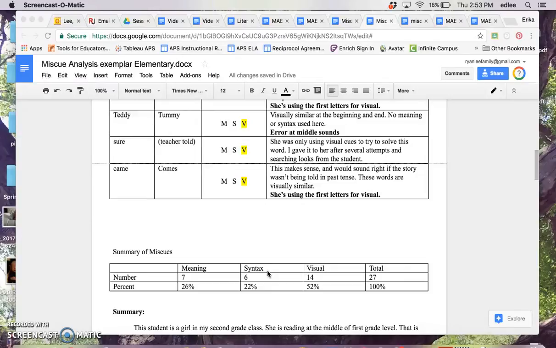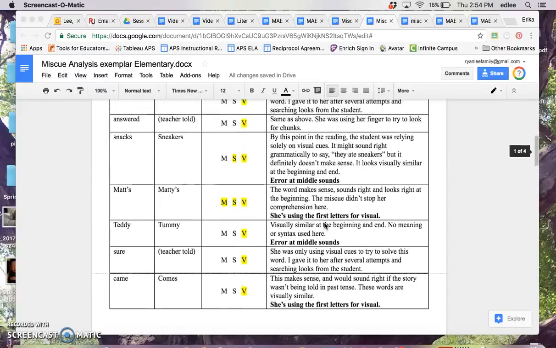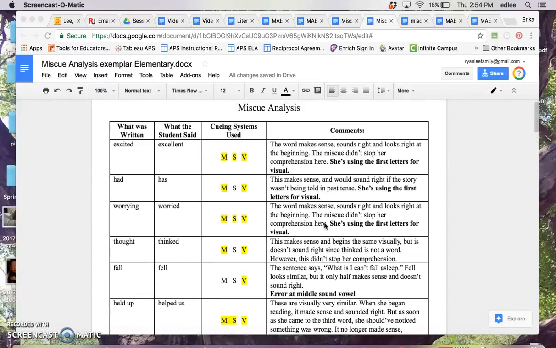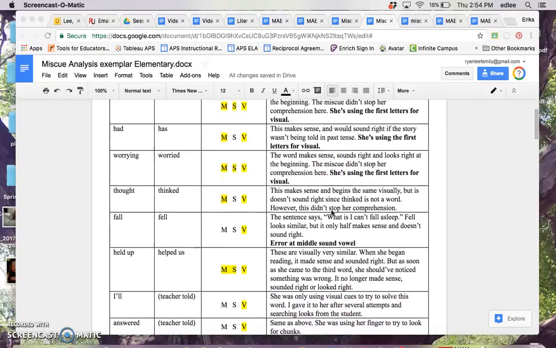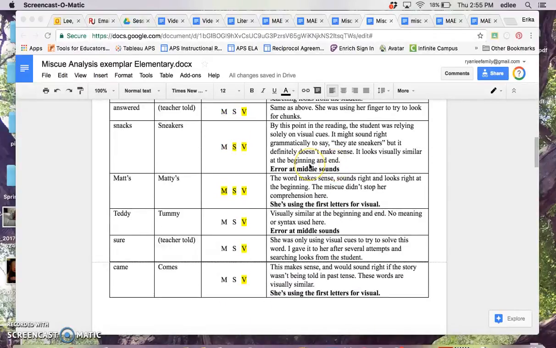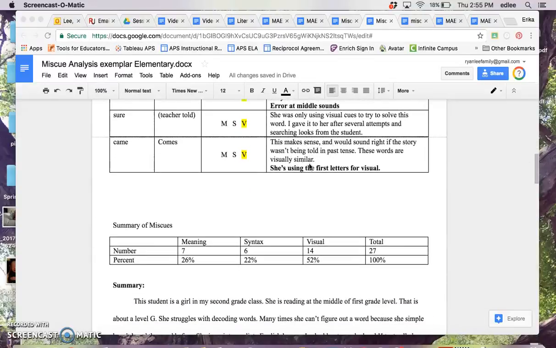It is true that we want to really address meaning and syntax with this student, but if you remember at the top, we noticed the student is using the visual system, but mostly just for the beginning of words. She needs to be able to look through the whole word and really hone in on those middle and ending sounds. So there is room for refinement in using her visual cueing system.